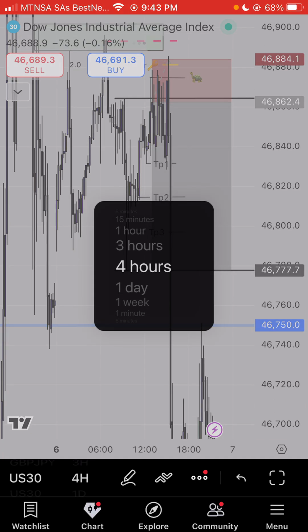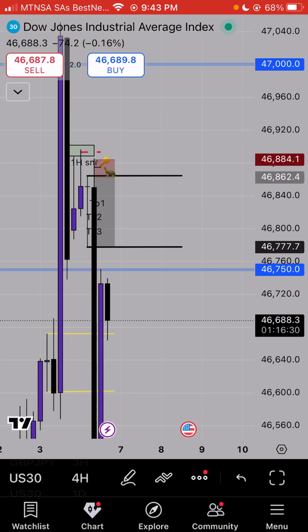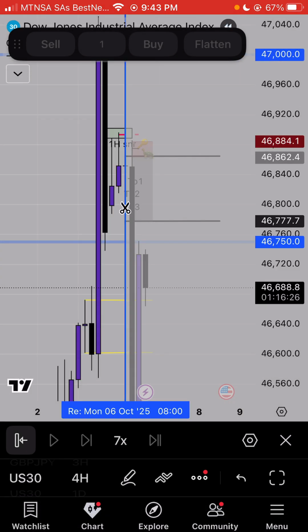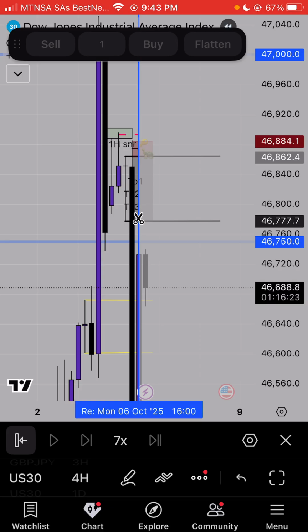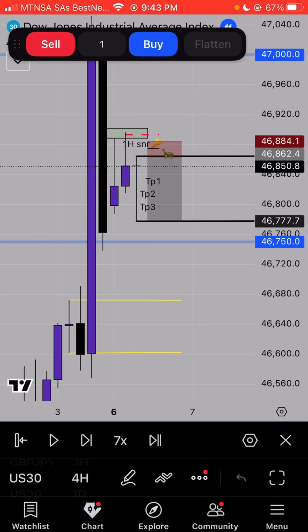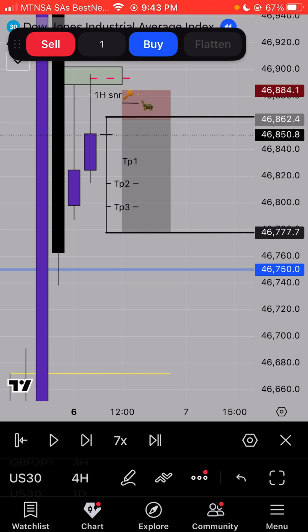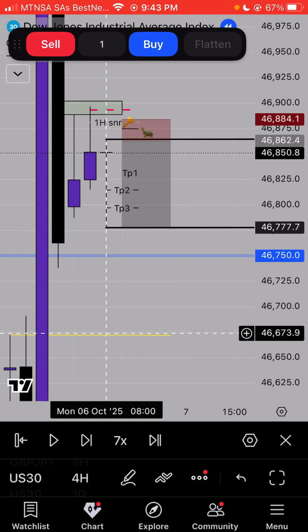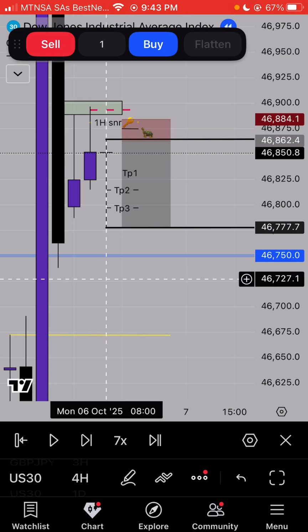So I marked out my 4 hour. Let me do this. Right, so as you can see, I did mark out my 8 a.m. 4 hour. On some brokers or in TradingView, you will get 7 a.m. So it's either going to be 7 a.m. or 8 a.m., right? 4 hour candle. Marked out my high, marked out my low.